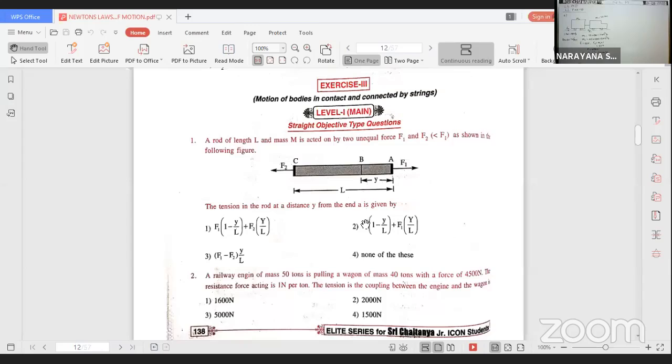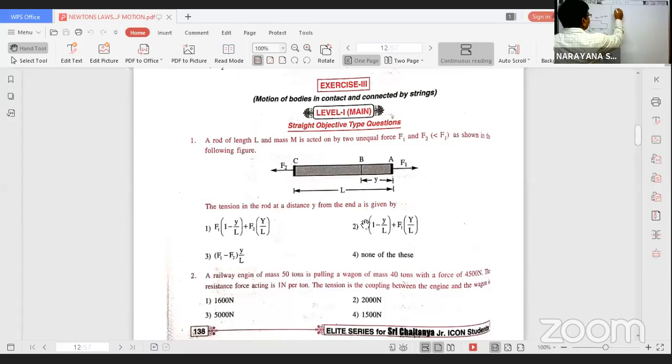What they asked is: what is the tension in the coupling? First, let us find the acceleration. Acceleration A is equal to F minus F1 plus F2, by M1 plus M2. That is equal to 4500 minus (F1 plus F2, that is 50 plus 40), whole by M1 plus M2, which is 9 into 10 power 4.